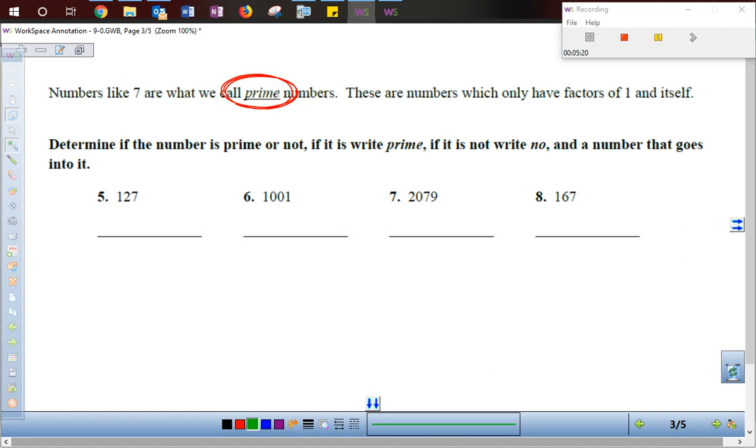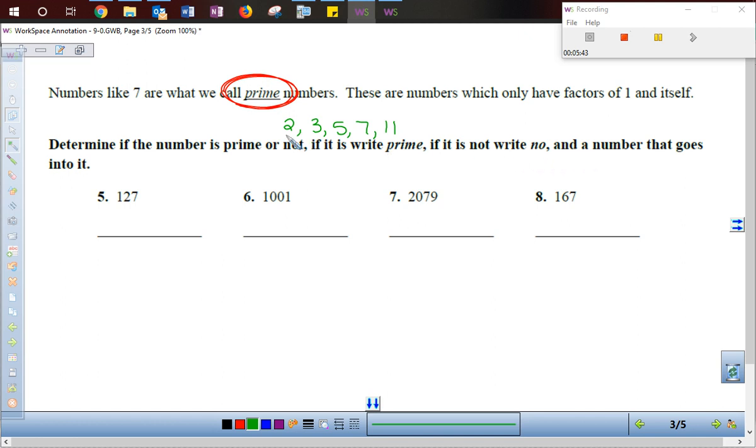Now, some examples of prime numbers would be 2, 3, 5, 7, 11. There's also 13, 17. These numbers only have factors of 1 and itself. So on 5 through 8 it says determine if the number is prime or not. If it is prime, write prime. If it's not, write no, and a number that goes into it.